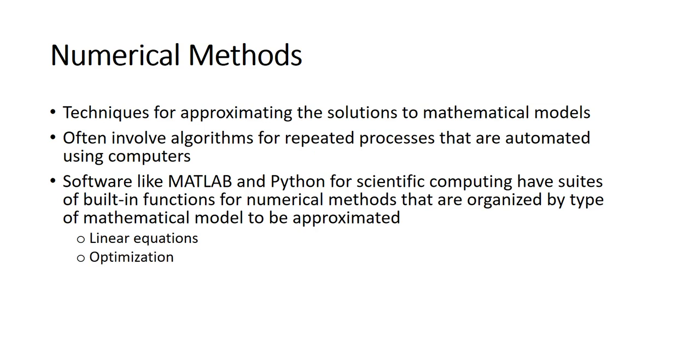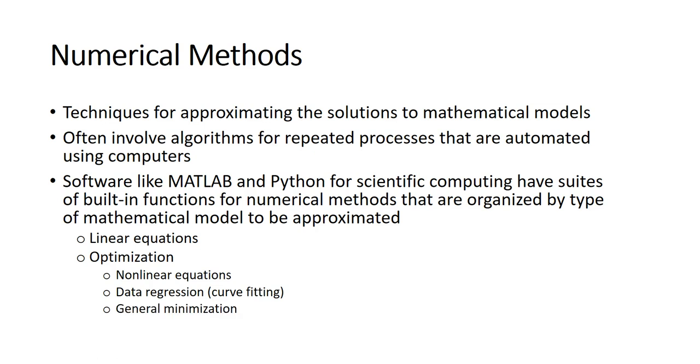Optimization algorithms encompass solving nonlinear equations, so left-hand side minus right-hand side equals 0 is the optimization problem, trying to minimize the difference and find the root. Data regression, we're trying to minimize the difference between some curve and the data that one is trying to fit or regress. And then general minimization problems, find the minimum values of this particular function.